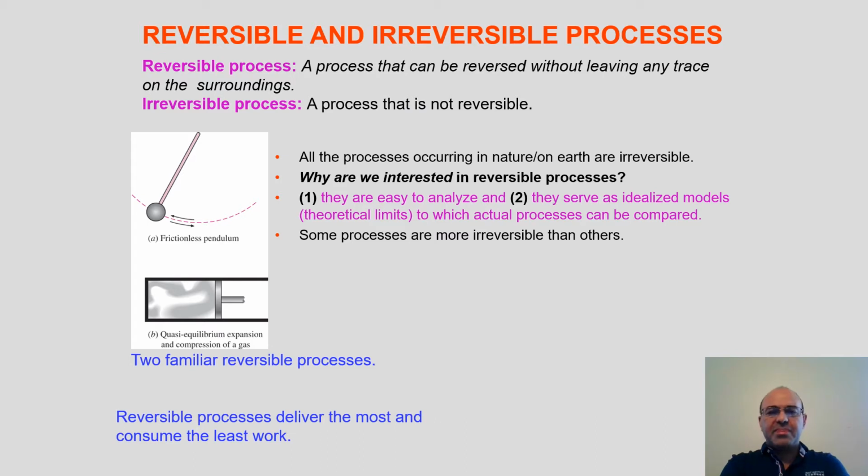Okay, so now let's continue with reversible and irreversible processes that will help us to further understand the second law of thermodynamics. So a reversible process, as the name suggests, is a process that can be reversed without leaving any trace on the surroundings. So you can do the process and then reverse it, like Control Z. You do something and then press Control Z. That's simple.